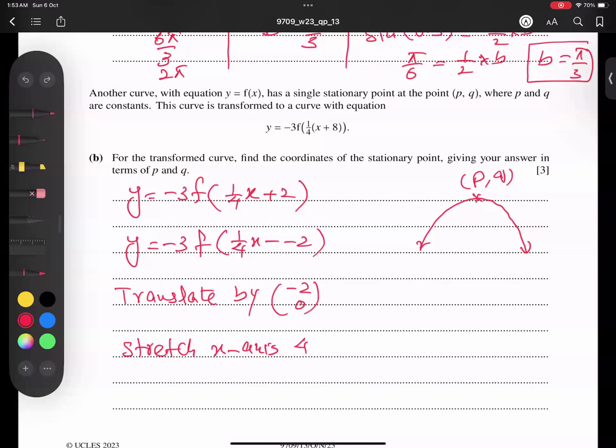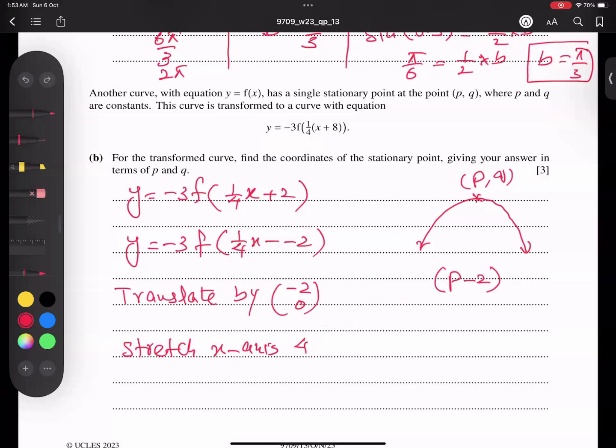But first of all, I tell you, let's try to do it. Translation, that one. So it turns out to be PQ. If I do it like this, so P -2. This is the translation done. After that, what to do, students? After that, we have to stretch by 4.